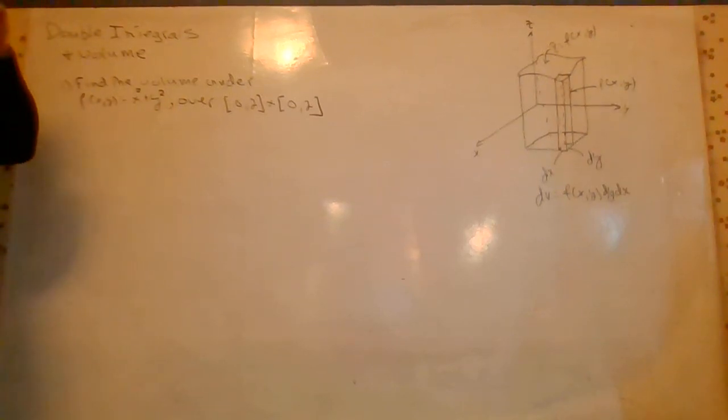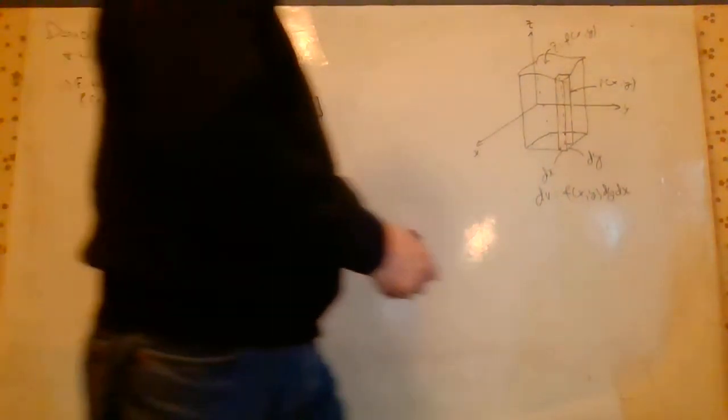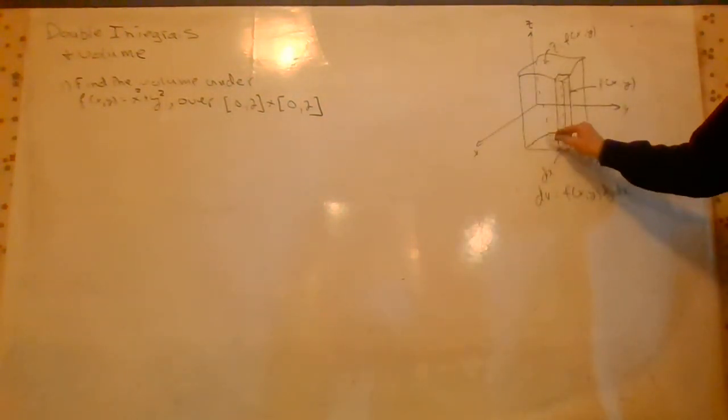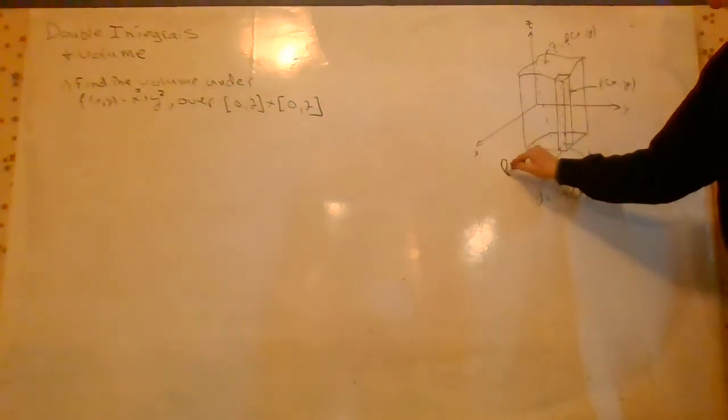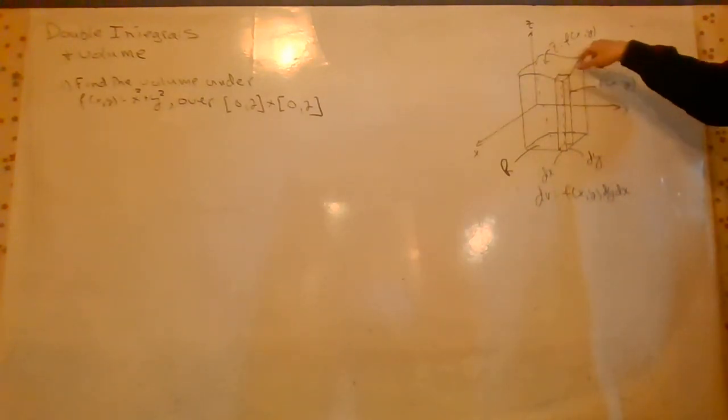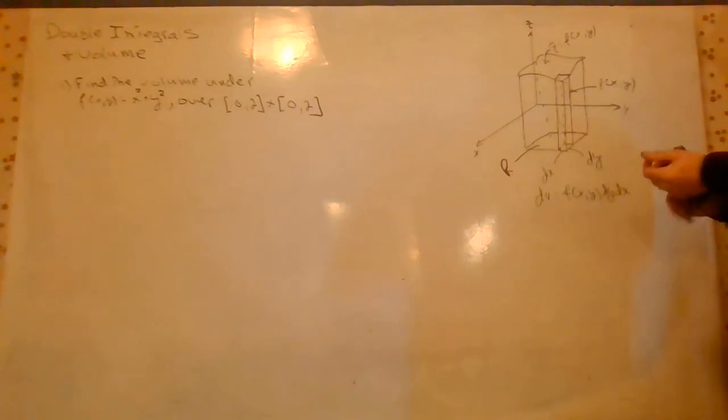Double integrals in volume. Let's suppose we have this region. You can call this region R if you want. It can be a rectangle, can be otherwise. And over top of that, we have a surface, z equals f of x y.